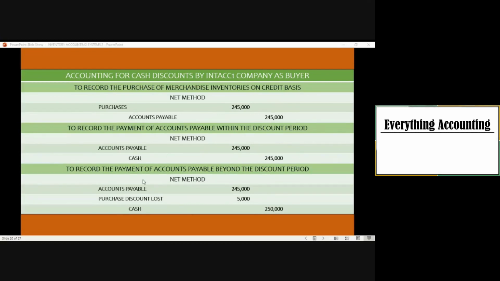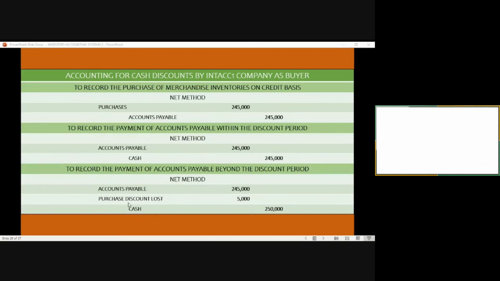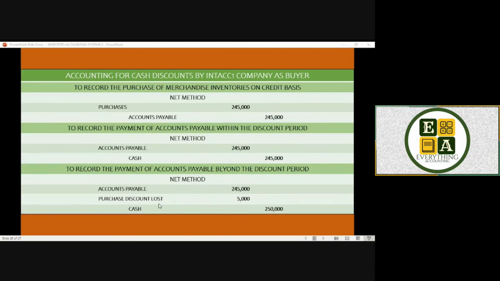Then to record the payment, assuming the accounts payable was paid beyond the discount period, the accounts payable we recorded, 245,000, is what we debit. Then we credit cash at the gross amount, because we did not avail of the discount. So, the difference is a debit to purchase discount loss, other expense in the income statement, 5,000.